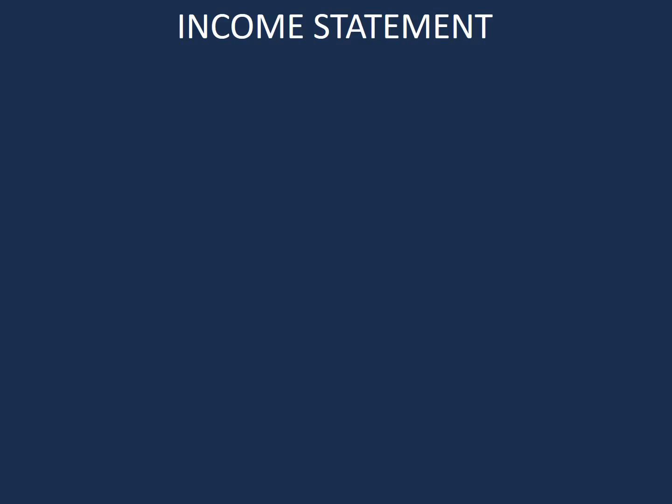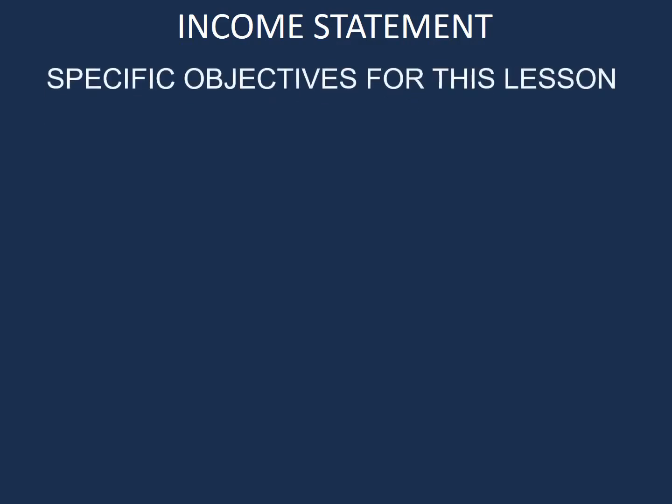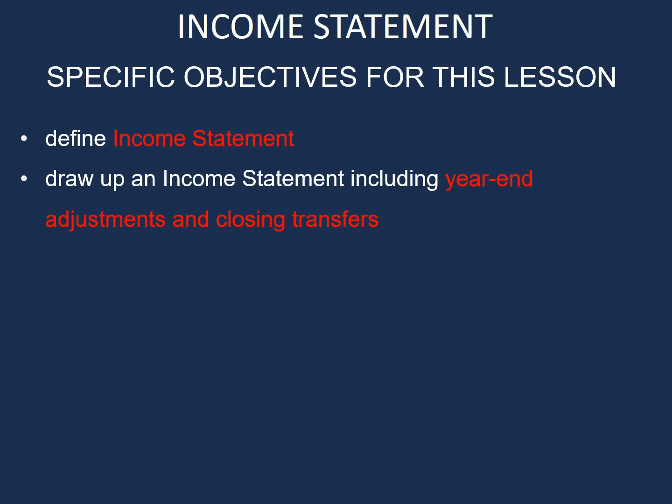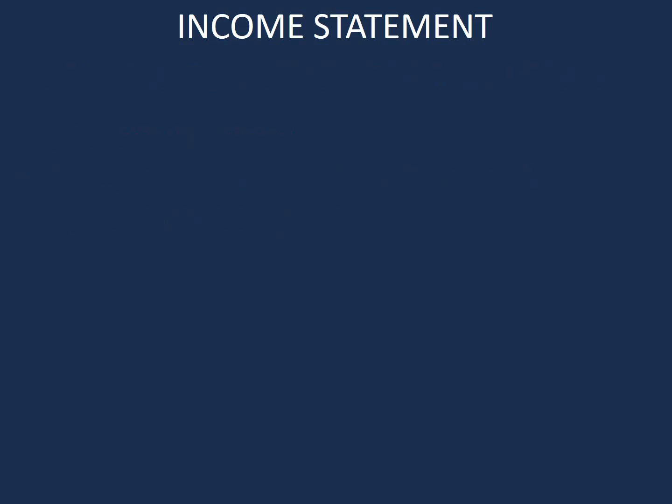In our next lesson, we will focus on the income statement. The specific objectives for this lesson are to define the income statement and to draw up an income statement including the year-end adjustments and closing transfers. Now, the income statement shows the financial result of the company for a specific period.